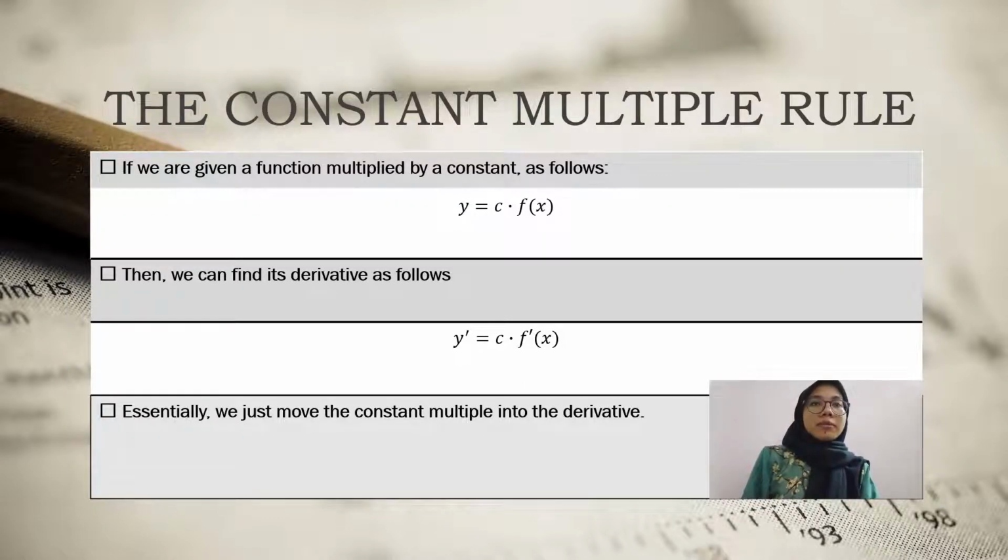Now, I will present about the constant multiple rule for derivatives. So, you will need to know, if we are given a function multiplied by a constant as follows, y equals a constant times the function of x, then we can find its derivative as follows: the derivative equals the constant times the derivative of the function. Essentially, we just move the constant multiple out of the derivative.